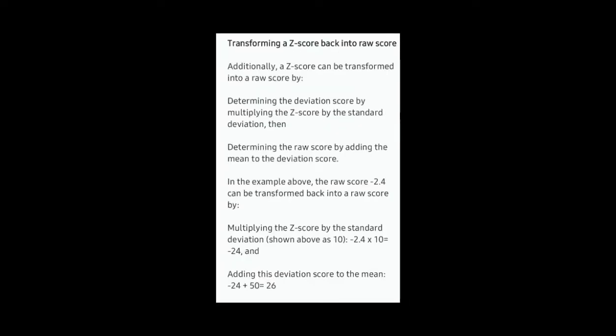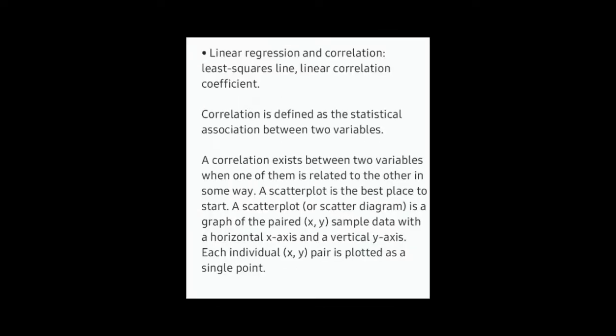To transform the z-score back into a raw score, you multiply the z-score by the standard deviation, which is 10. So, negative 2.4 times 10 is equal to negative 24. And then you add the mean, so negative 24 plus 50 is equal to positive 26. Linear regression and correlation.